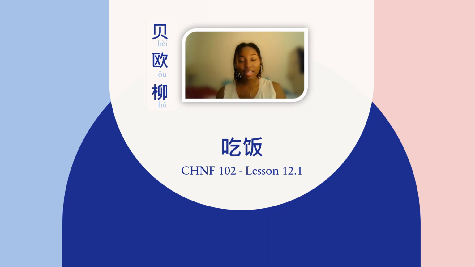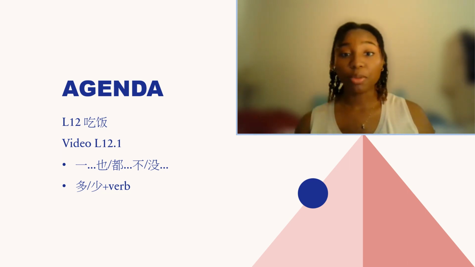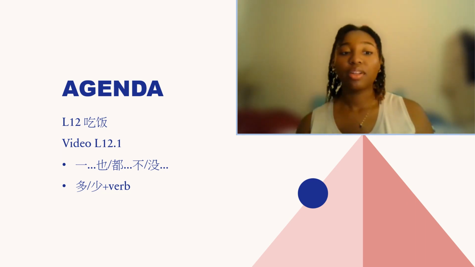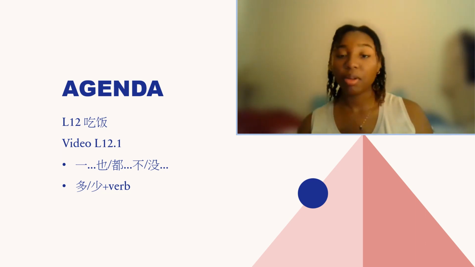And today we're going to be looking at 吃饭, to eat food, this lesson in the book, and a couple of the grammar structures therein. So let's get to it. Today we have two grammar structures. 第一个是一什么什么也没有，都没有，都不，也不。So that's the first one. And 第二个是多 plus a verb or 少 plus a verb. So let's get into that.